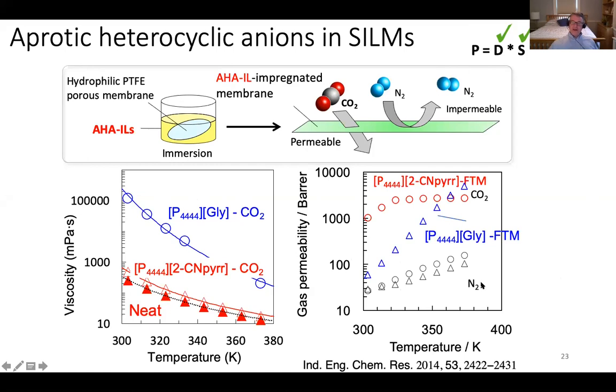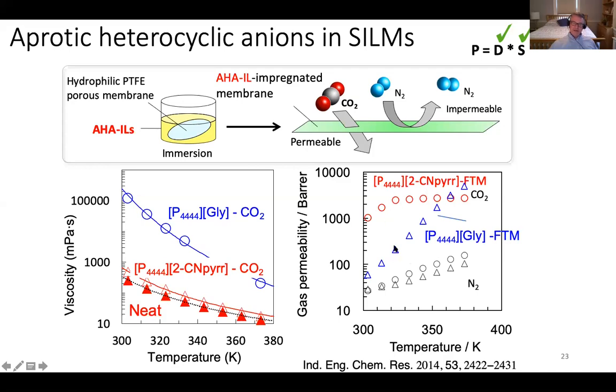What you predict here for nitrogen is shown in the black. It's lower than CO2 because the CO2 has a higher solubility. The blue curve, or blue line, is for the old ionic liquid with the glycinate anion, and the red one is for this new anion that doesn't show the increase in viscosity.